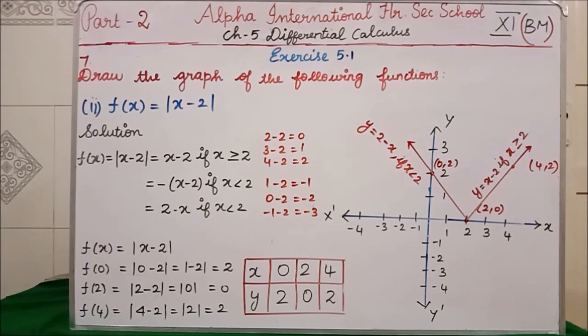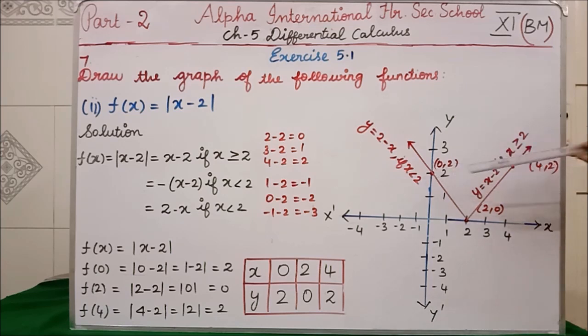I told you it is enough if we find 3 values. When I substitute 0, I am getting 2. When I substitute 2, I am getting 0. When I substitute 4, I am getting 2. You just have to plot the 3 values in the graph. See how I have plotted. The first value is 0, 2. See, I have plotted here 0, 2. The second value is 2, 0, which will come on the x-axis. Now the last value is 4, 2. I have plotted it here. Clear, all of you? Then join the line.